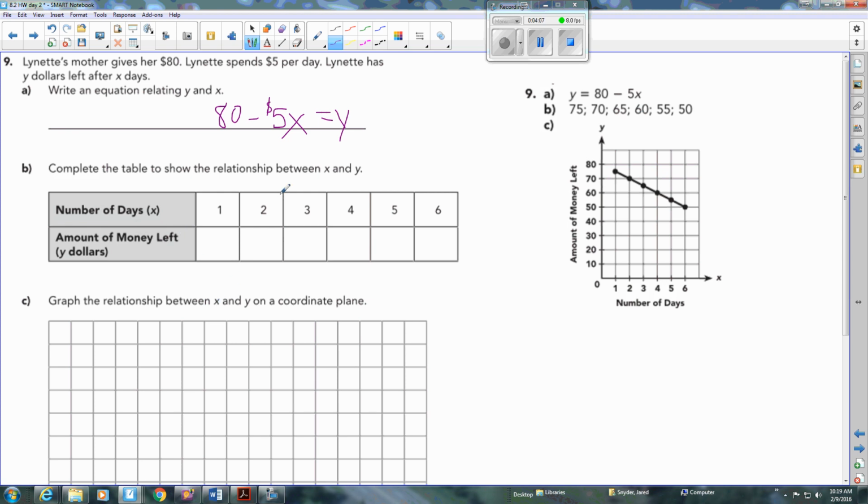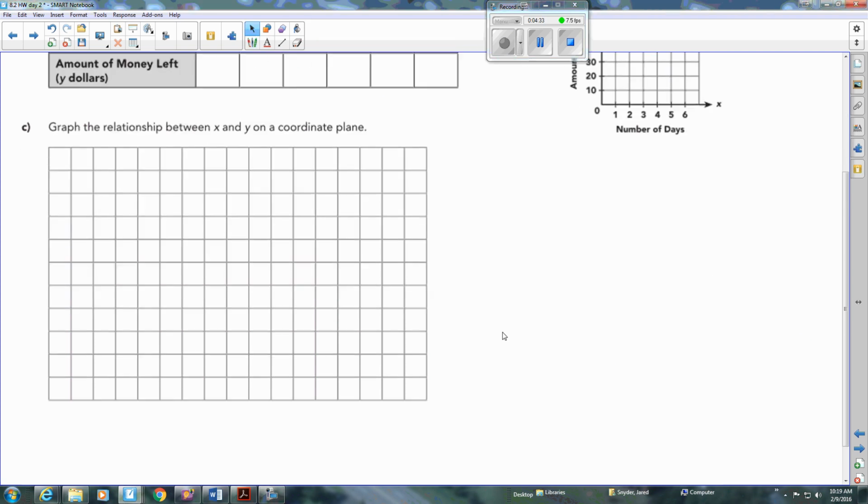If you complete the table using that formula, it would be 80 minus 5, which is 75. 80 minus 10, which is 70. And you would keep going. It would be 75, 70, 65, 60, 55, 50. Part C, the graph should look like this. You guys could have used a line break all the way up here, but it should look like this graph right here. And I think that's it.